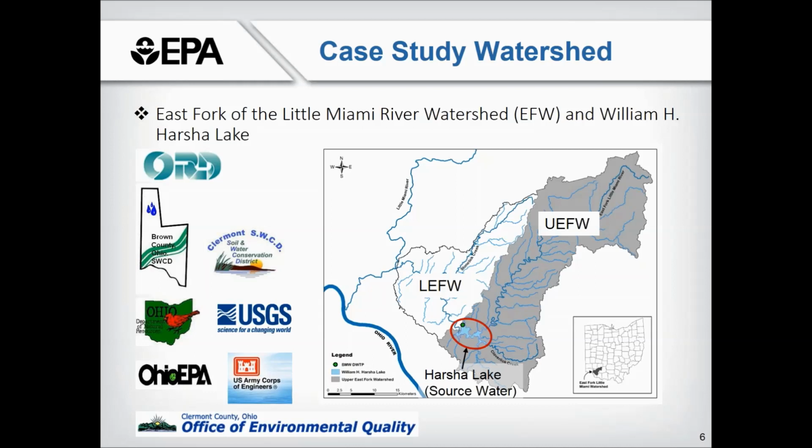protection. Our case study system is the 500-square-mile East Fork of the Little Miami River watershed in southwestern Ohio, seen in this map. The East Fork has been undergoing extensive monitoring for 10 years in both streams and in Harsha Lake that sits in the middle of the watershed, bisecting it into upper and lower portions. We've been focusing on the upper portion, which is primarily agricultural. The lake is the source water of interest.